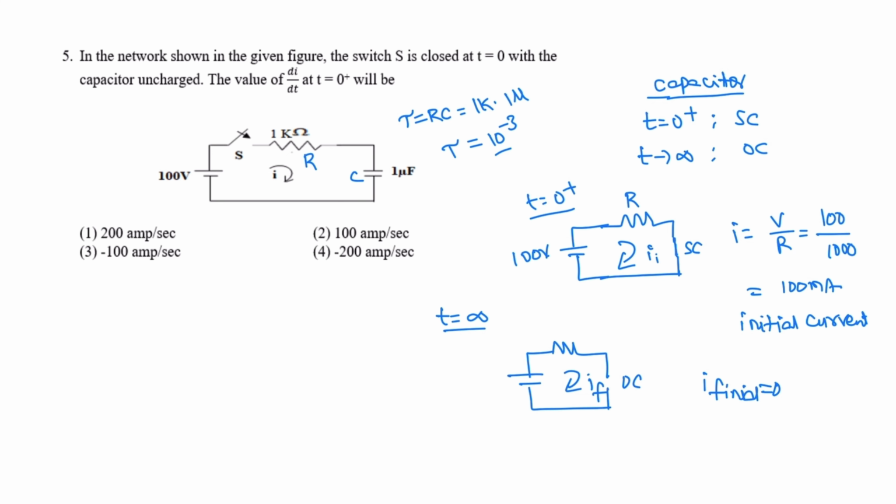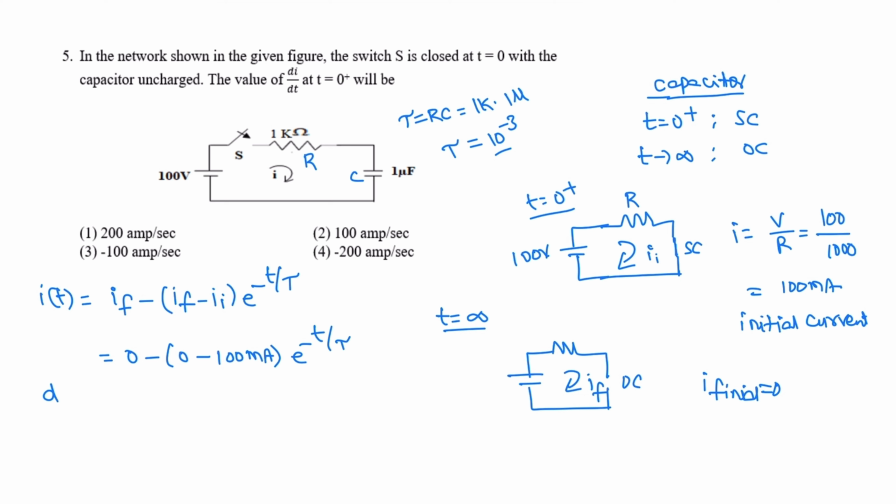The expression for current in an RC series circuit is i(t) = I final minus (I final minus I initial) into e power minus t by tau, where tau is the time constant. The time constant for an RC circuit is RC. The final value of current is 0 because in steady state, as t tends to infinity, the capacitor acts as an open circuit. So the current is 0 minus the initial current of 100 milliamperes into e power minus t by tau. For the time being, let it be tau only.